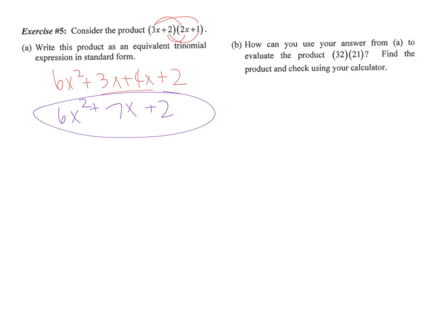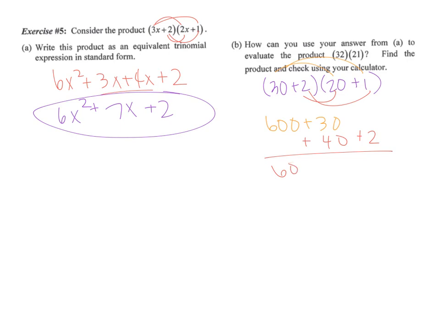So how can we use our answer from A to evaluate this product? Well, this product would be the same thing as 30 plus 2 times 20 plus 1. So 30 times 20 is 600. 30 times 1 is 30. 2 times 20 is 40. 2 times 1 is 2, so it becomes 600 plus 70 plus 2, so 672.